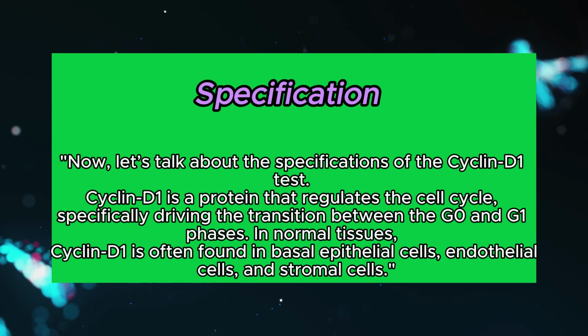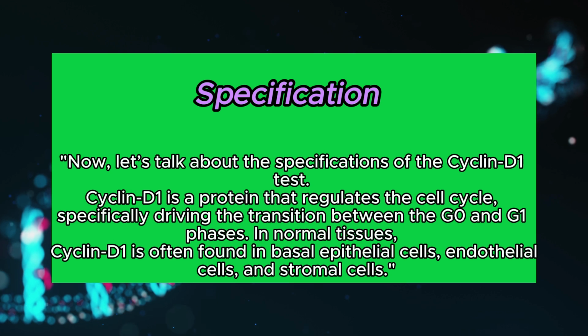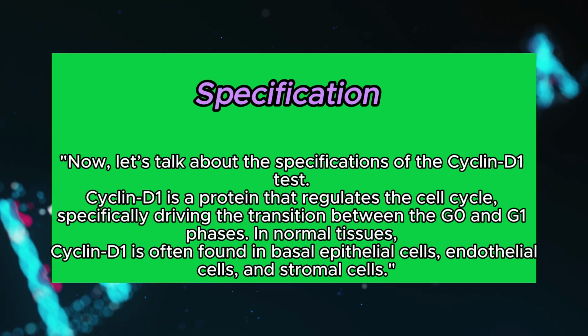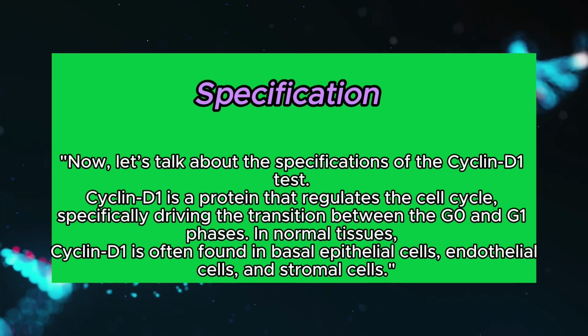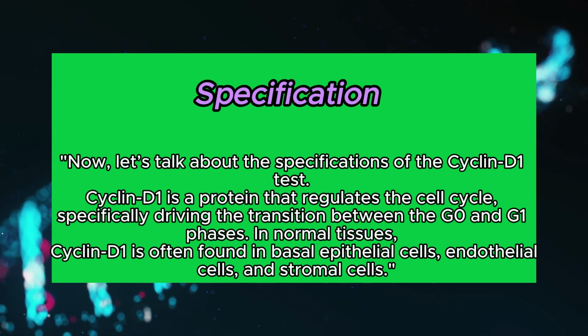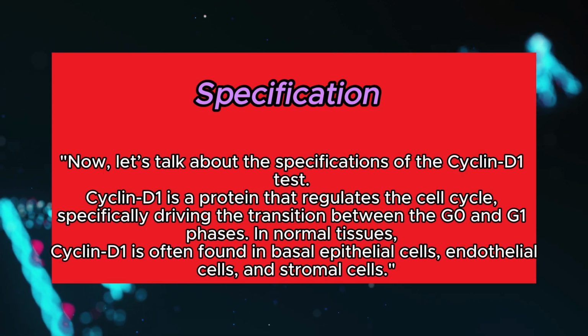Specification of the test. Now, let's talk about the specifications of the CYCLIN-D1 test. CYCLIN-D1 is a protein that regulates the cell cycle, specifically driving the transition between the G0 and G1 phases. In normal tissues, CYCLIN-D1 is often found in basal epithelial cells, endothelial cells, and stromal cells.